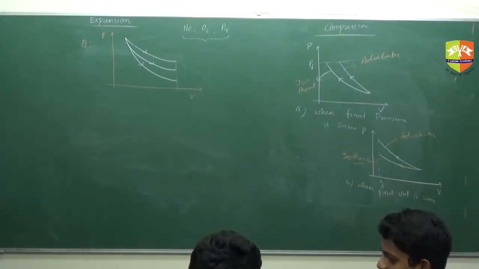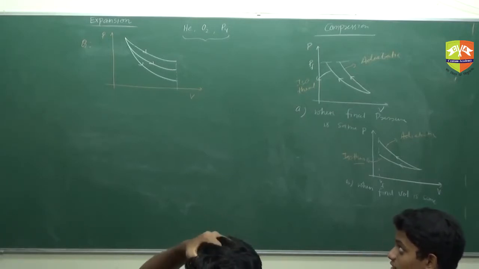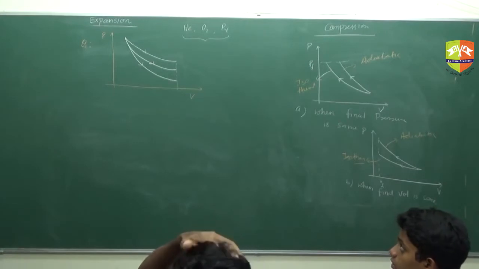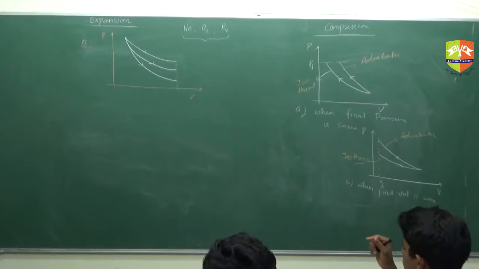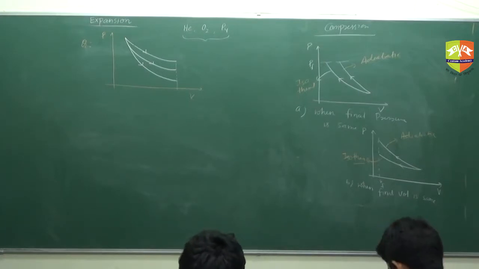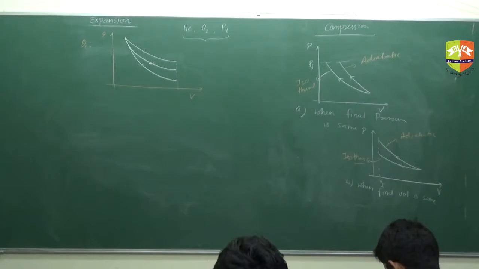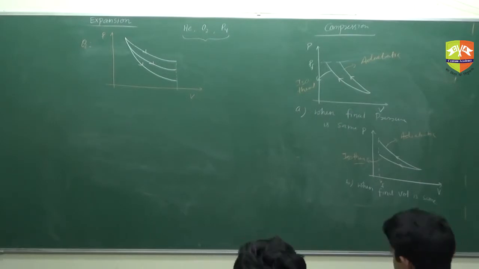What is the reason for the intersection? So why do they intersect at a point? When gamma is higher, then the slope will be higher. Minus also we have that, minus gamma of P by V. So the magnitude: gamma high, slope higher. Okay, so then the last one is helium.